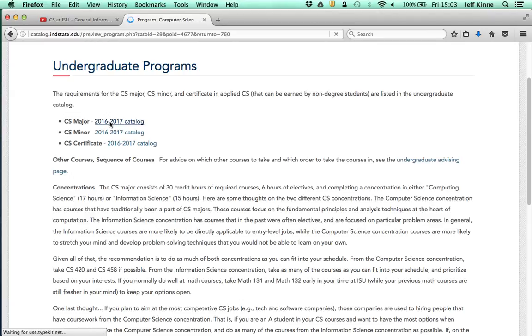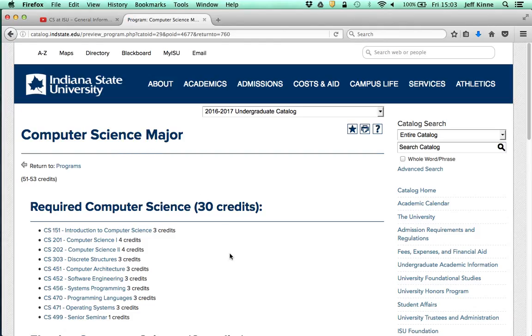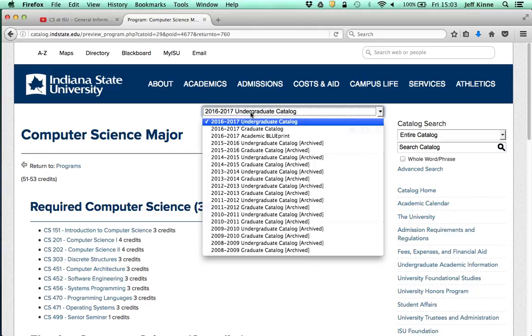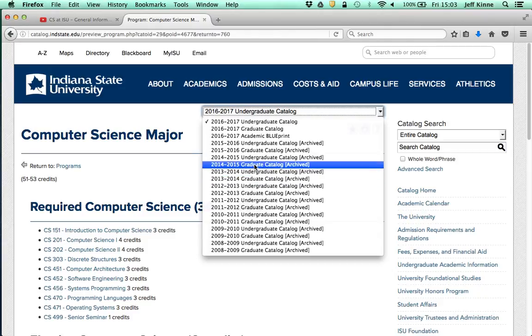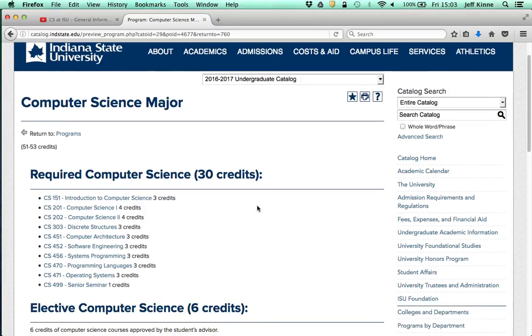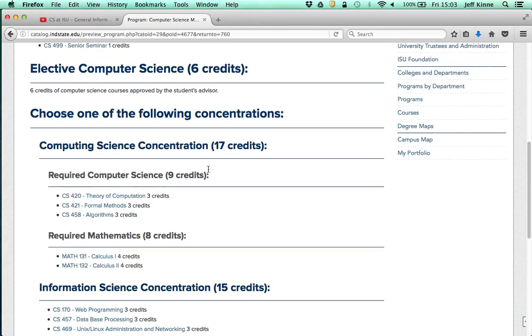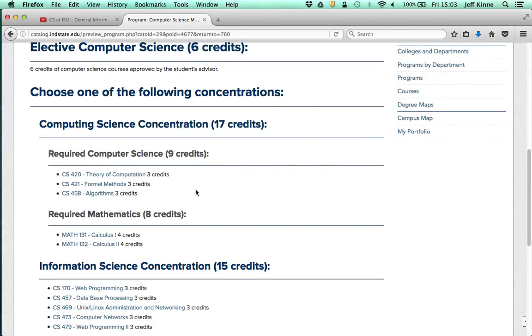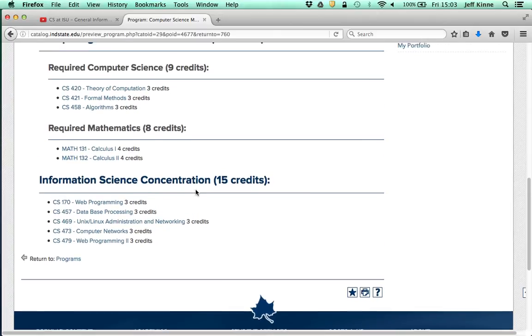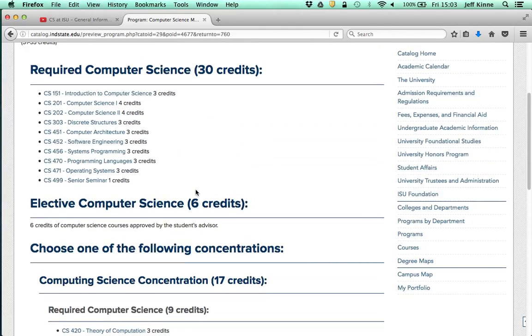And this link is for the official catalog of requirements for those who start the major this year. Those who start the major in a different year would be under a different catalog unless you ask for a change. For those who start this year, this is the program. There's a set of required courses. There's 2 concentrations. And okay, so that's it. Let's look at the required courses.